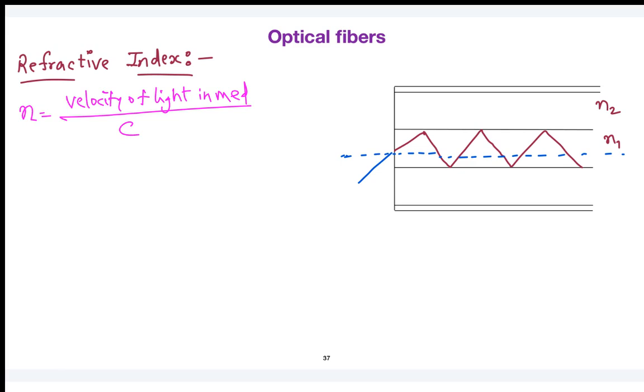You know that the core and cladding are both dielectric materials. So what is the velocity in a dielectric material? Can you tell me what is the velocity in a dielectric material? C by root epsilon. This is reversed actually. It is the velocity of light in air divided by the velocity of light in the medium. Sorry.